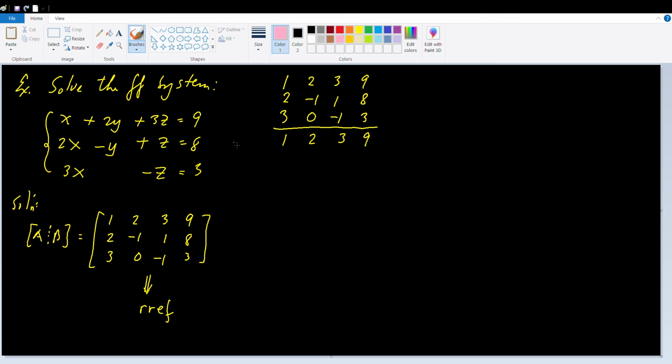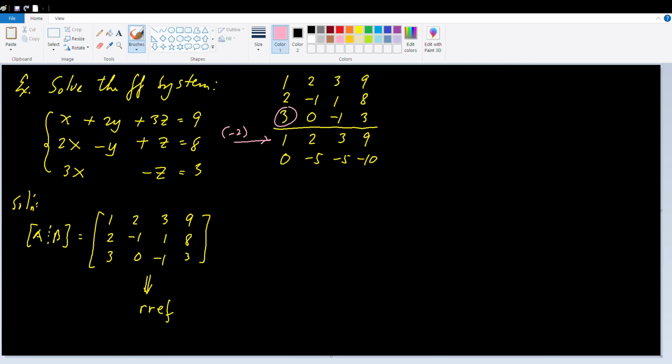What do we multiply to the first row to make this element 0? We shall multiply it by -2. So -2 times 1 is -2 plus 2 is 0. -2 times 2 is -4 and -1 is -5. -2 times 3 is -6 and 1 is -5. -2 times 9 is -18 plus 8 is -10. Alright?